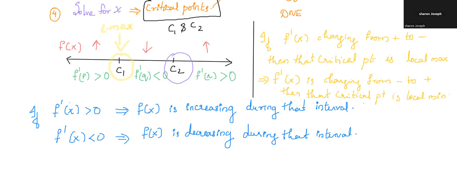So this test is known as the first derivative test. The first derivative test is used to find on what intervals the given function is increasing or decreasing. And the second thing is at what point we get a local maxima or minima. Those are the two important conclusions that we can make out of the first derivative test.